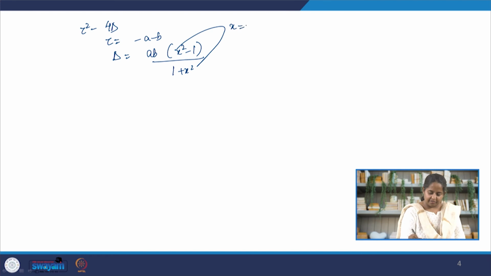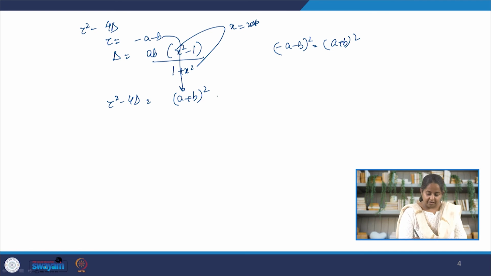Here x, we are going to put it as fixed point, right? Because we are going to figure out what it is. Tau square minus 4 delta is equal to a plus b whole square. And there's a reason why I'm writing a plus b. Let me help you understand this very quickly. Minus a minus b whole square is going to be same as a plus b whole square.